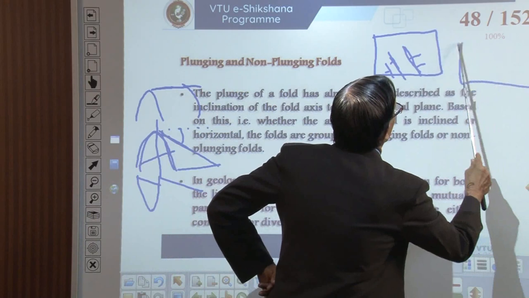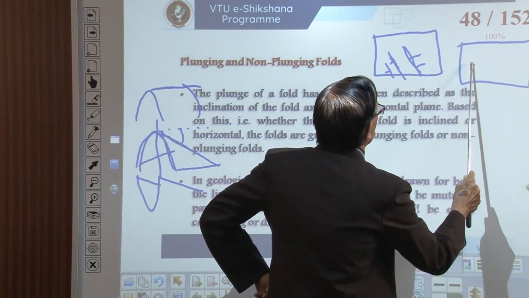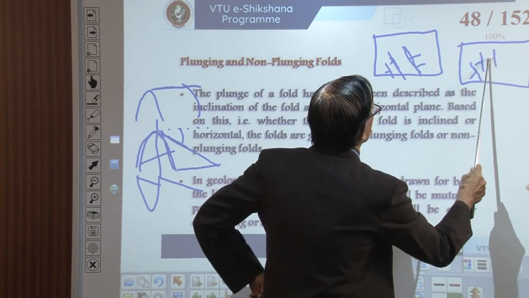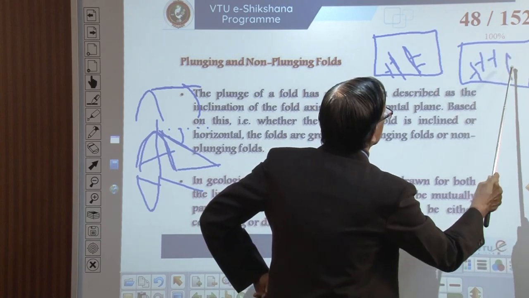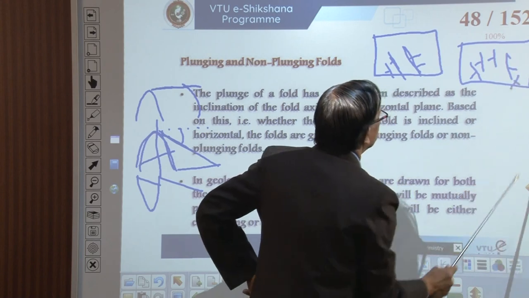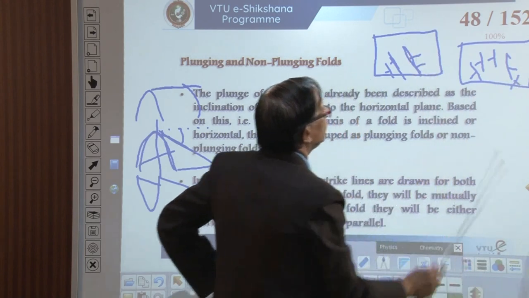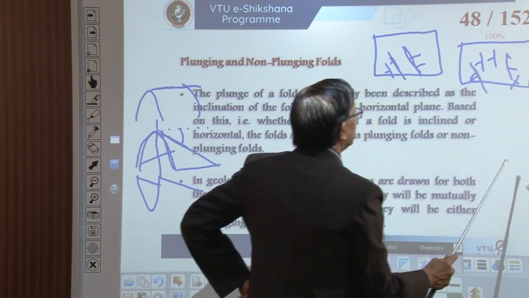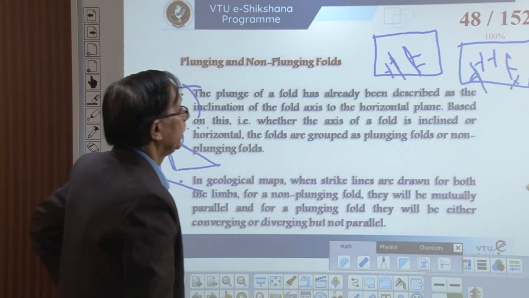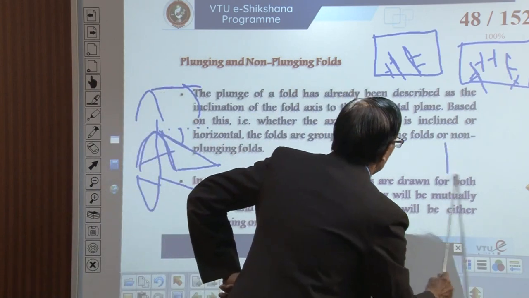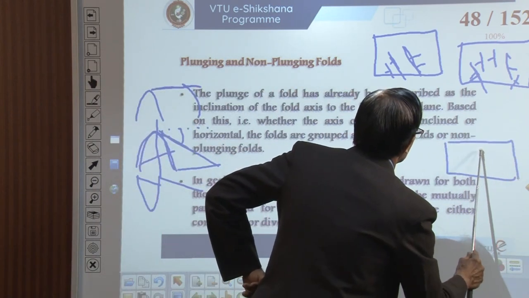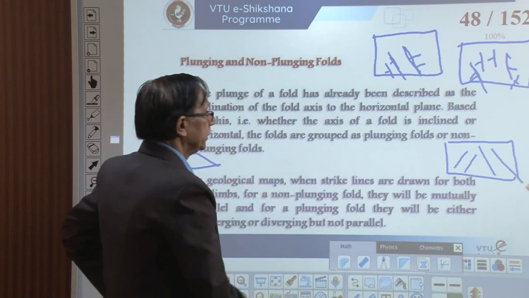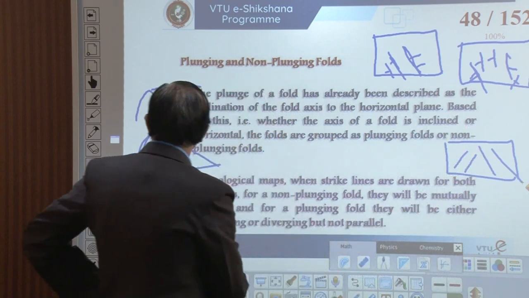If I have a map like this, where the strike directions are not parallel, this is not the case of a non-plunging fold. The longer direction corresponds to strike, and this refers to the dip direction. Therefore, whenever strike lines are at an angle, it represents a plunging fold.